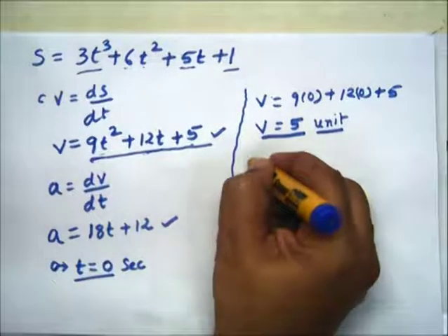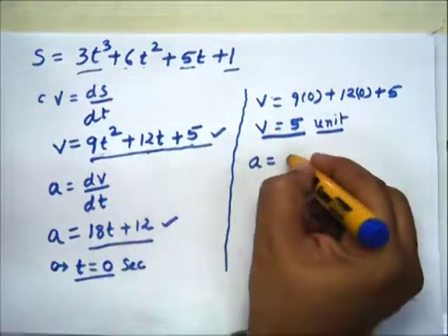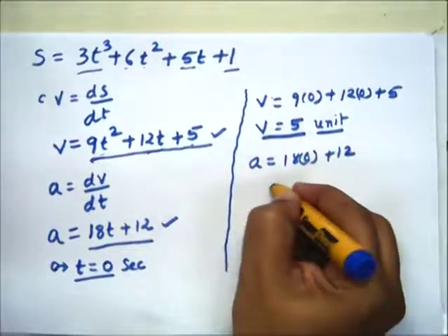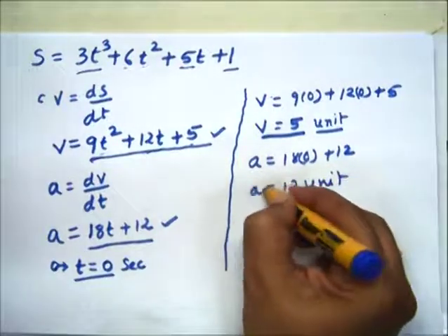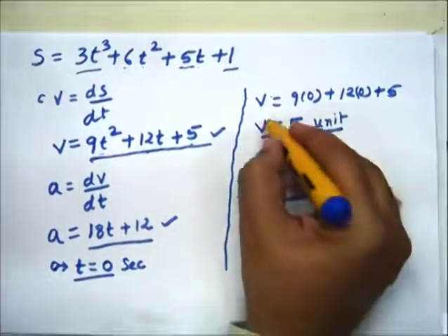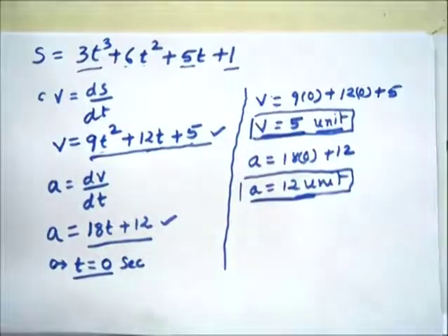Now for its initial acceleration, if we put t is equal to 0 here, we get 18 into 0 plus 12, so it is 12 units. That is its acceleration initially. So initially it has acceleration a is equal to 12. This way we get the initial velocity and initial acceleration of a moving object whose equation of motion is given.